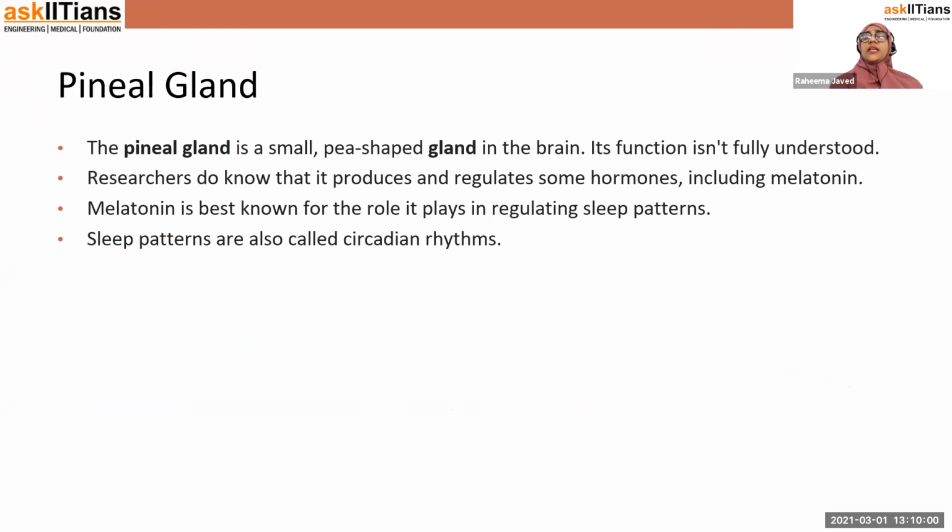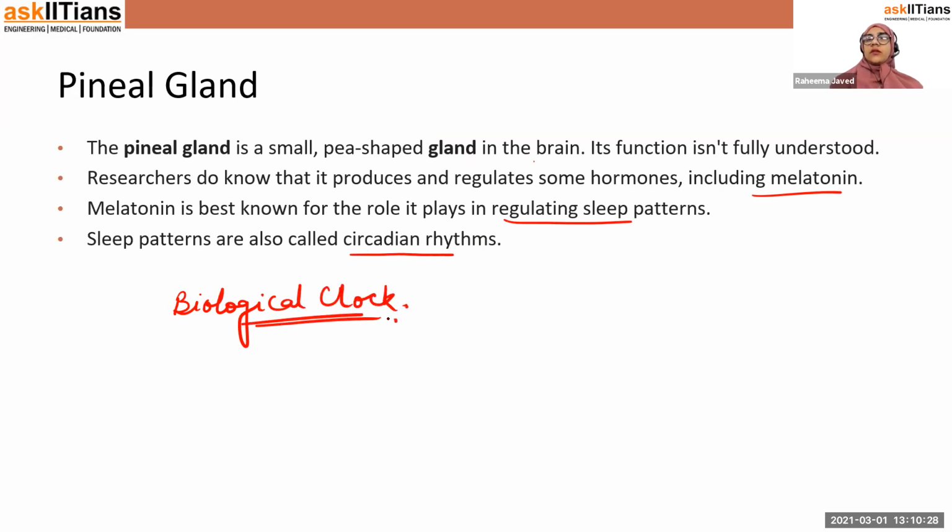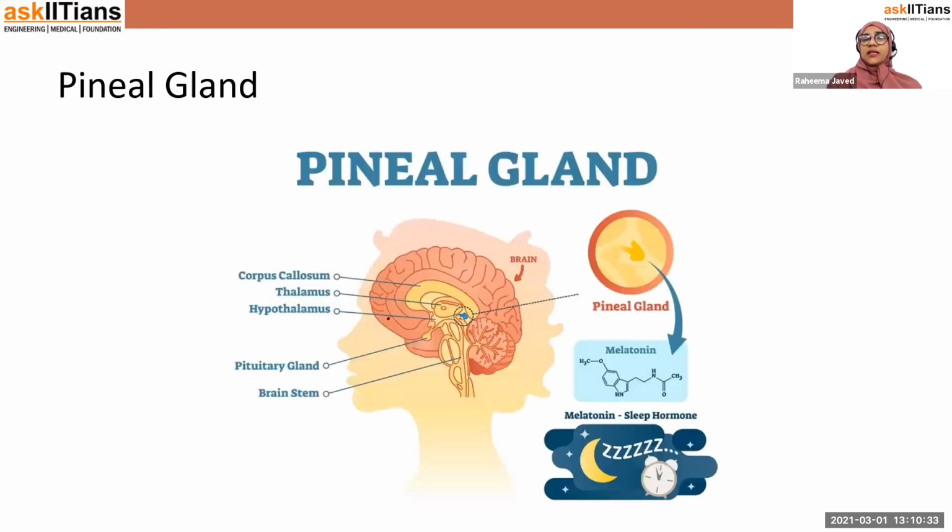Pineal gland is a small pea-shaped gland in the brain, okay, and its function is basically not fully understood, but it is known that it releases a hormone melatonin, and melatonin helps in regulating the sleep patterns. Okay, sleep patterns are also known as circadian rhythm, which are associated with the biological clock. So only one hormone is released by the pineal gland, and it is also known as the sleep hormone.